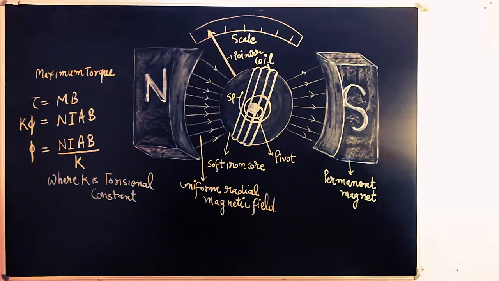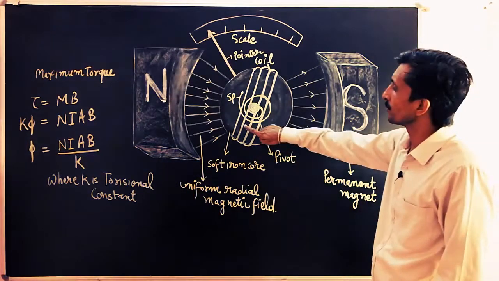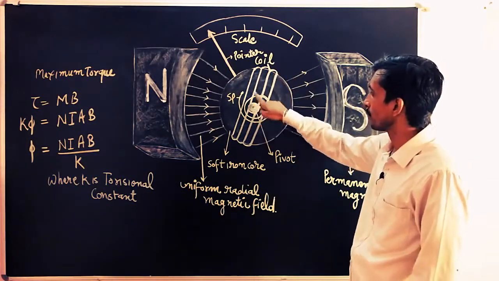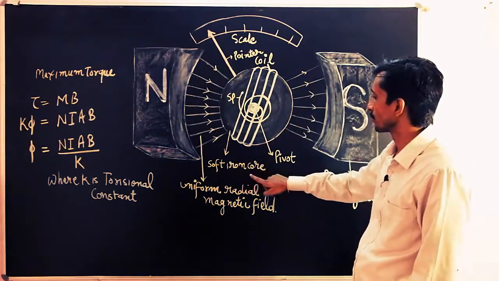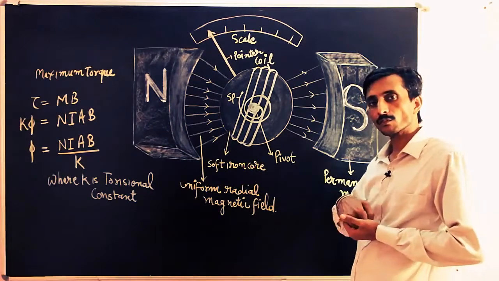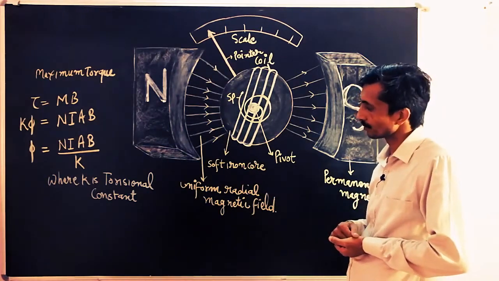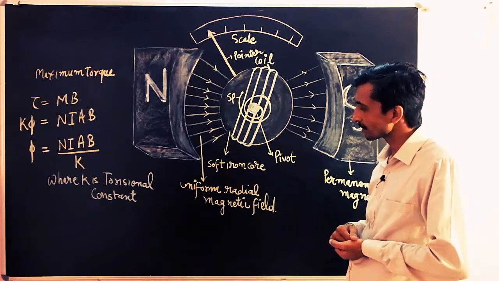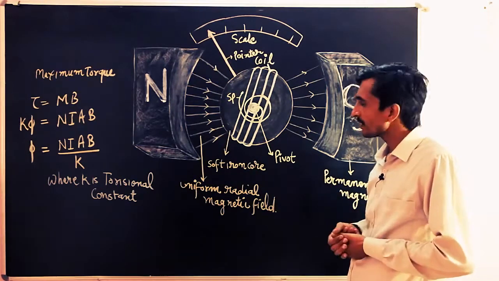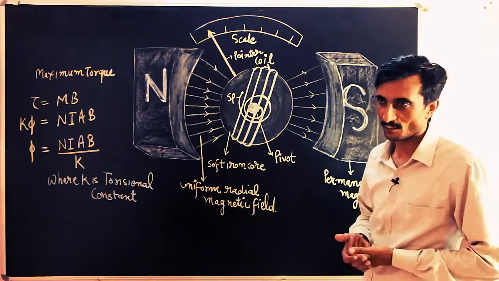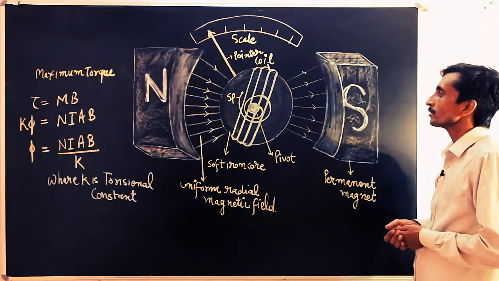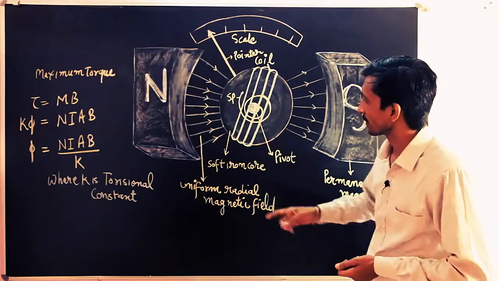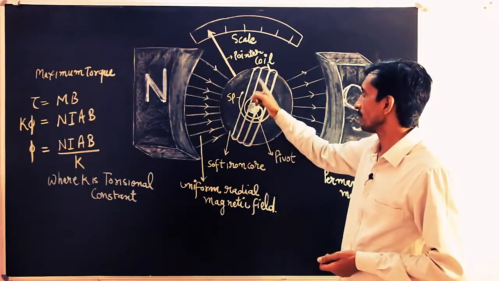What is the moving coil? This is the moving coil wrapped around a soft iron core. Why on a soft iron core? This is the first question. Because soft iron core is easily magnetized and easily demagnetized. So it is wrapped on a soft iron core. And this is the coil.